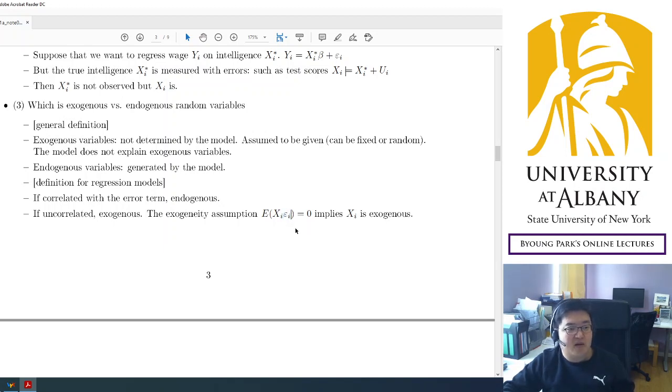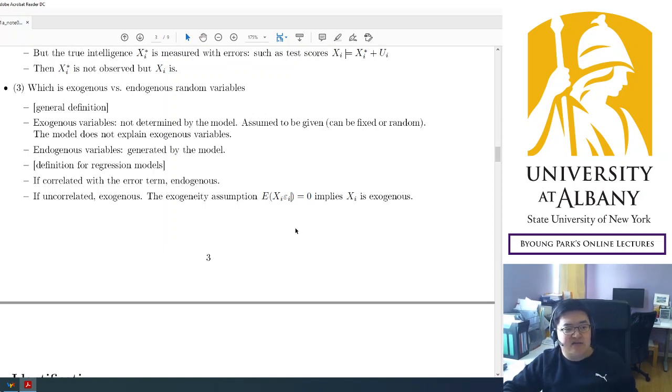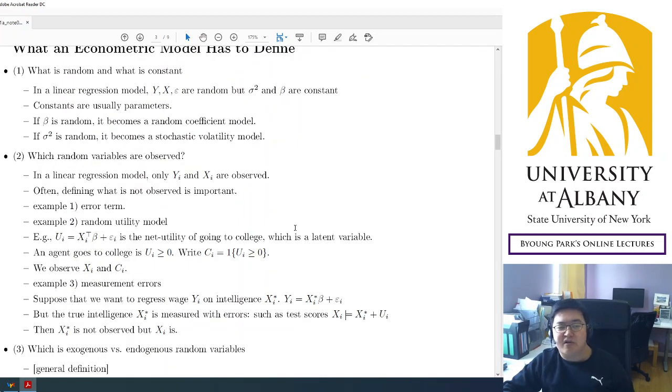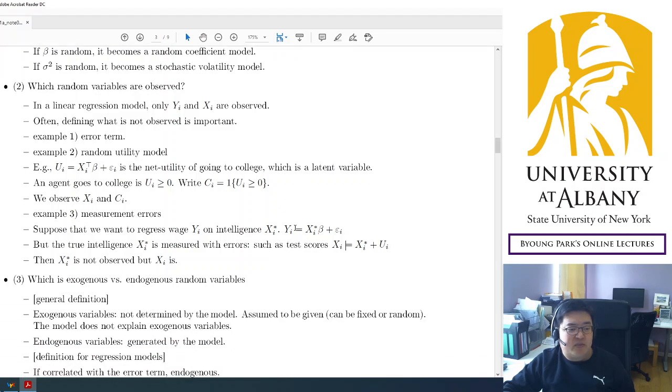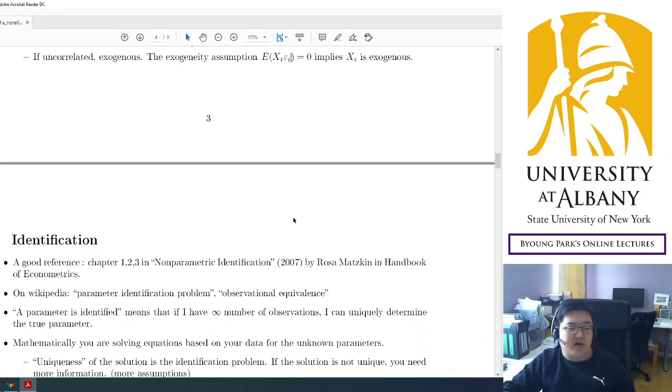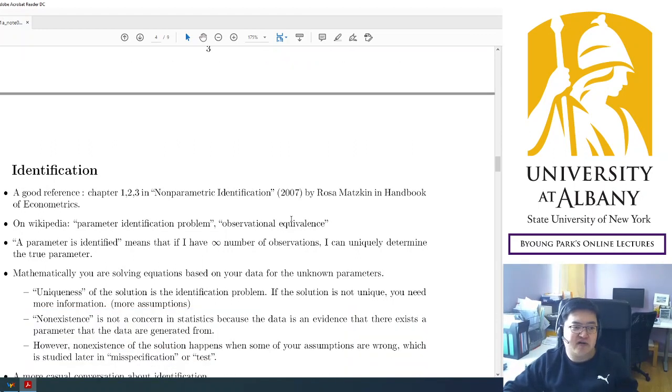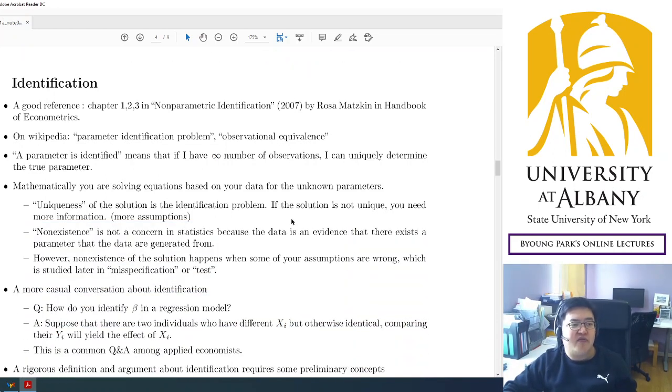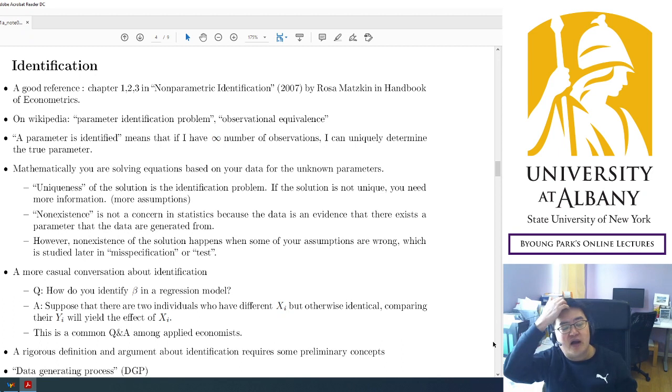All right, so these three questions are important to be specified by an econometric model. Okay, then assume that we have an econometric model. Then how can we discuss identification?